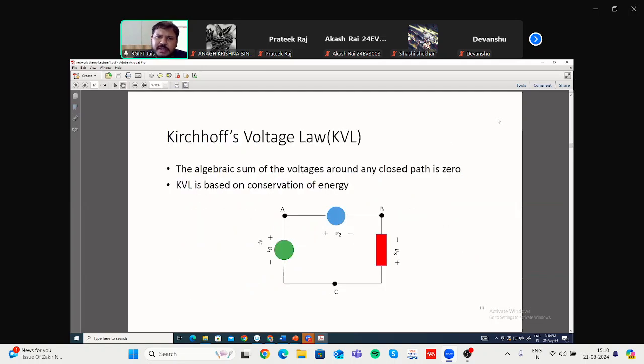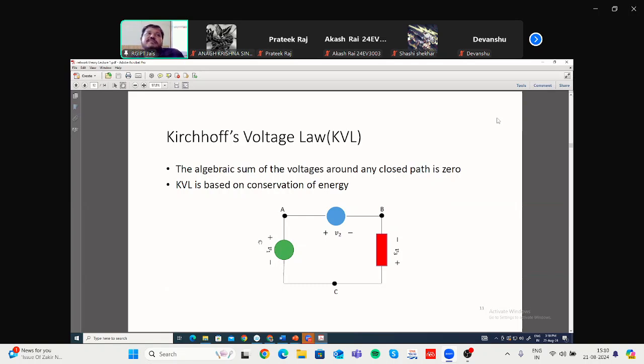We saw an example. KVL is based on the conservation of energy. Now to apply KVL, you have to see where are the loops. Loop, what is loop? I've already discussed, it is a closed path through which current can flow. So you have to identify loops. In a loop, the sum of the voltages should be equal to 0.